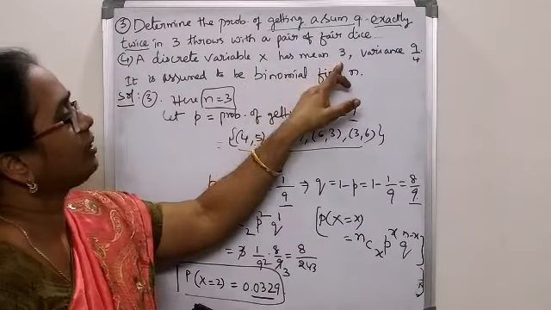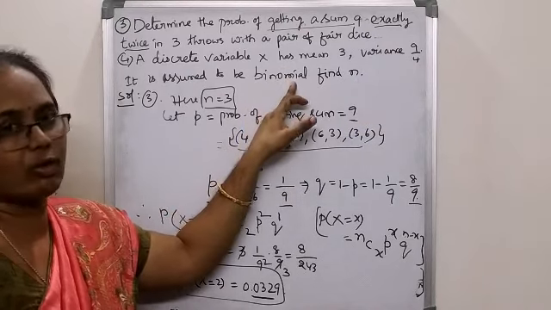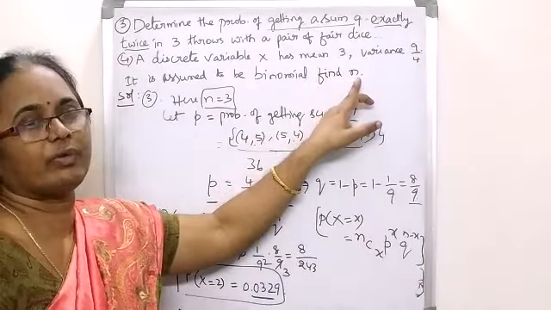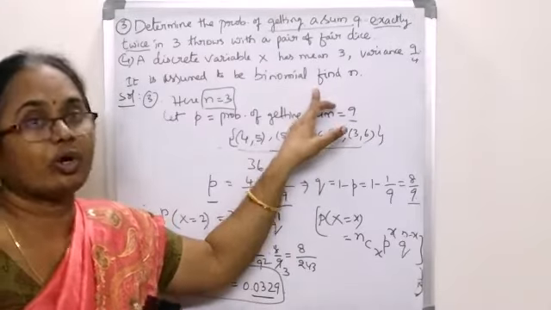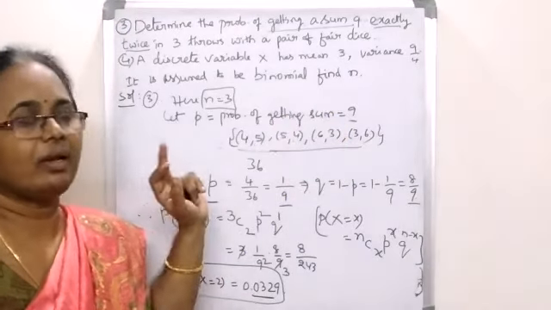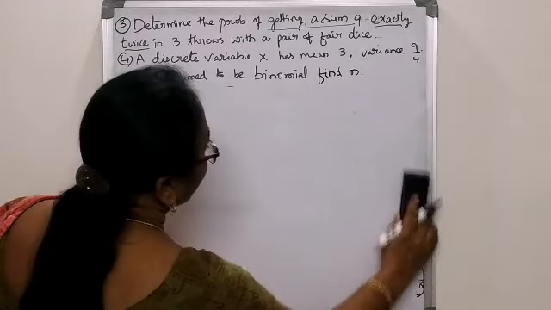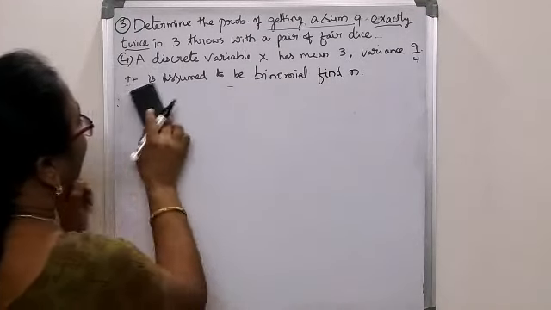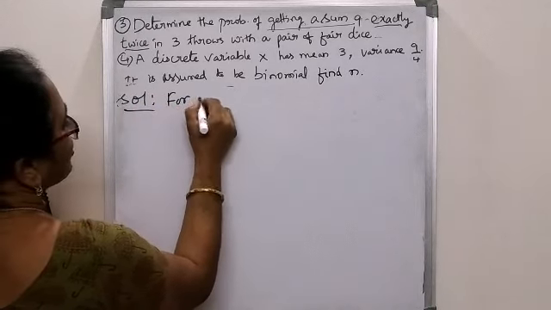Similarly, now let us see the next question. A discrete random variable has mean 3, variance 9 by 4. Assuming that the distribution is binomial, what is the value of n? This sort of questions you may expect for short answer purpose. So that is the reason I am covering this example here. Now let us see how to get the value of n with the given mean and variance of a binomial distribution.